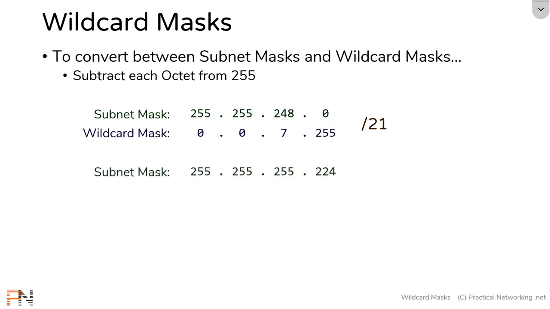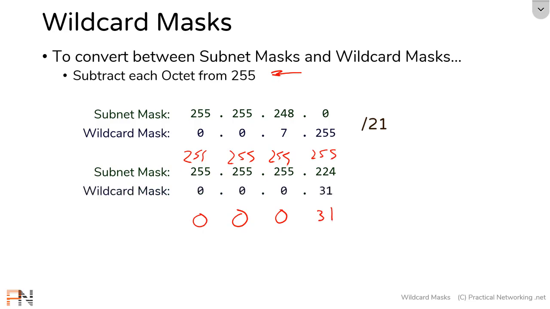Let's do another one. Here is another subnet mask. Let's convert this to a wildcard mask using this subtraction from 255 trick. Well, 255 minus 255, that's going to be 0. 255 minus 255, that's going to be 0. This is going to be the same thing, 0. And then 255 minus 224, that's going to be 31, which means the subnet mask of 255.255.255.224 correlates to the wildcard mask of 0.0.0.31, which correlates to the slash notation of /27.